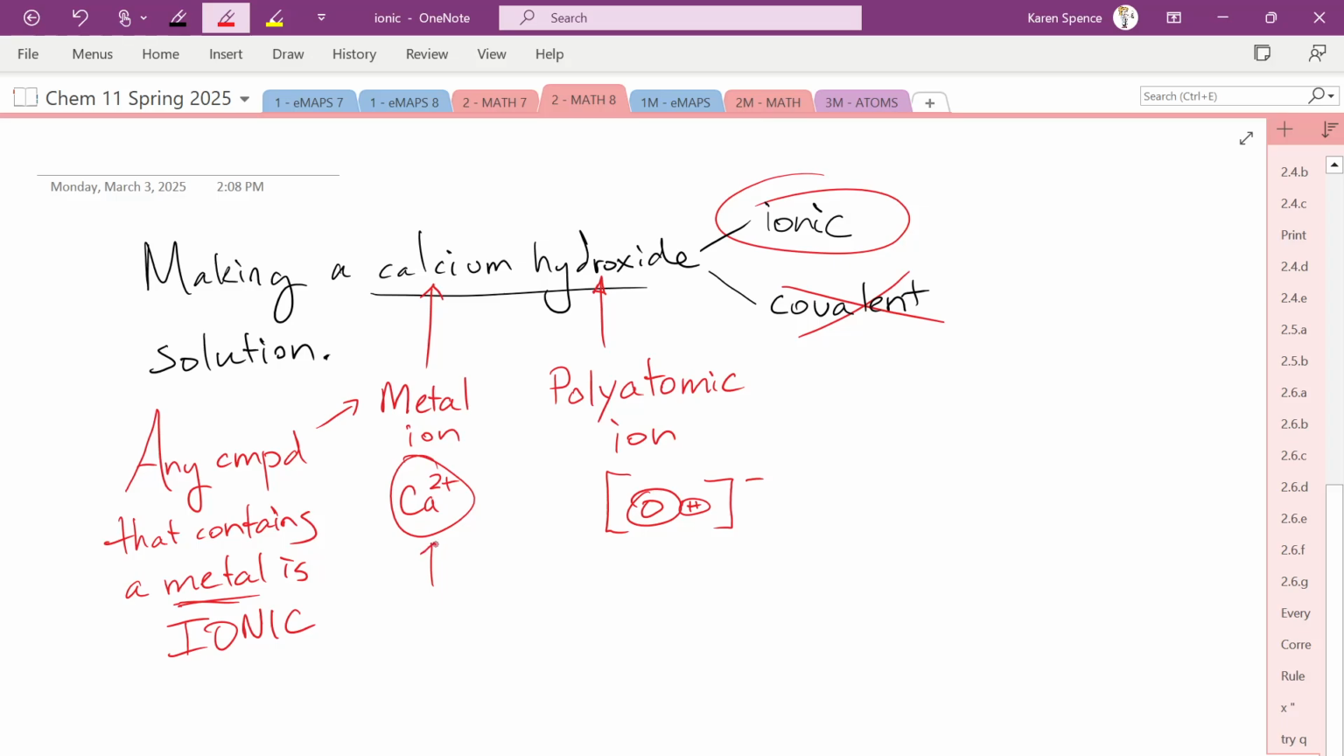Now, this is a positive ion. What do we call that? That is a cation. If you cannot remember that, you can remember that cats have paws, therefore cations are positive. Negative ions are called anions. So this is a positive ion, this is a negative ion. Okay. So we have a cation and an anion.